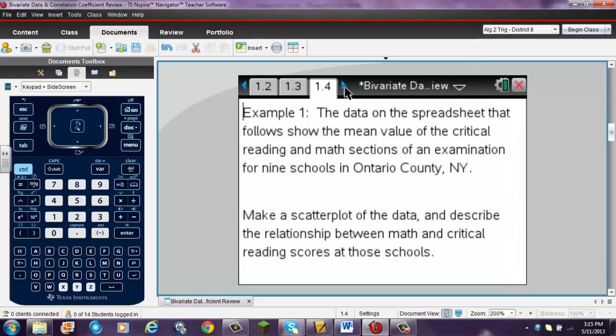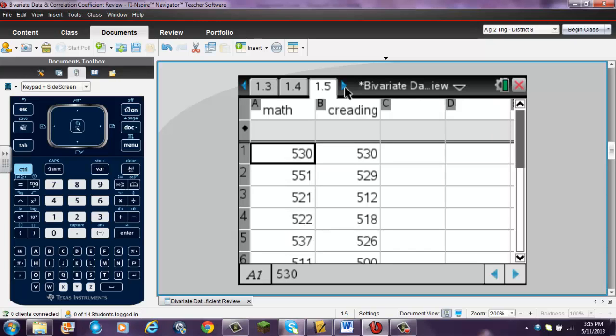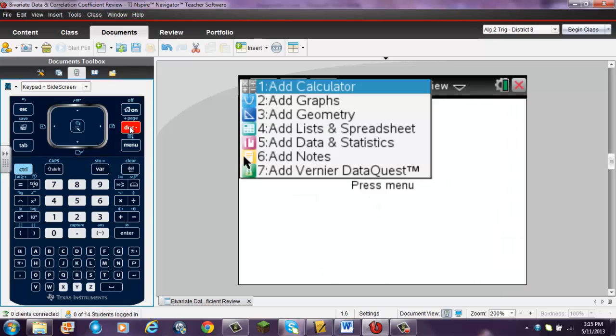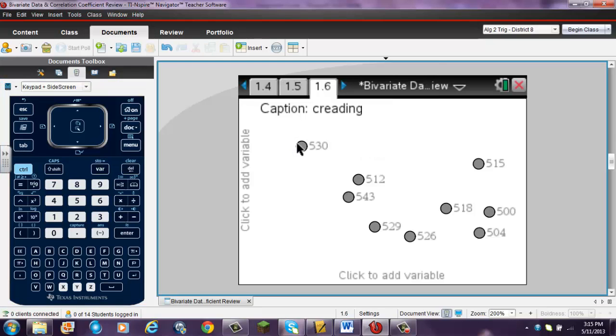Page 1-4. There's a spreadsheet on the next page, and it shows the mean value of the critical reading and math sections of an exam for 9 schools in Ontario County, New York. We're going to review how to make a scatter plot of the data and describe the relationship between math and critical reading scores. If you go to page 1-5, you can see the scores, math and critical reading. You can scroll through. There are 9 comparisons. So we'll add a data and statistics page.